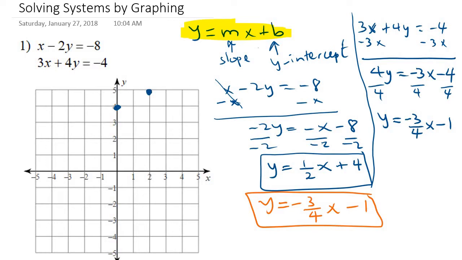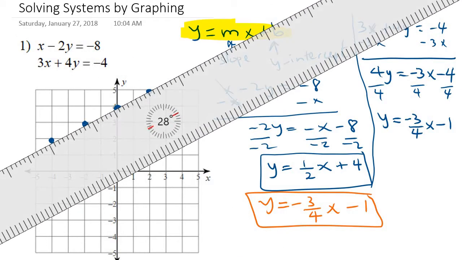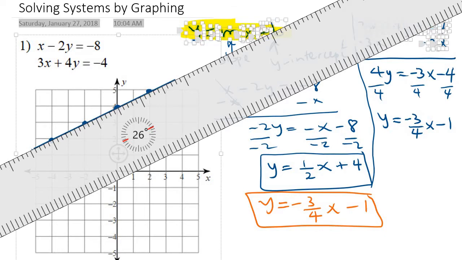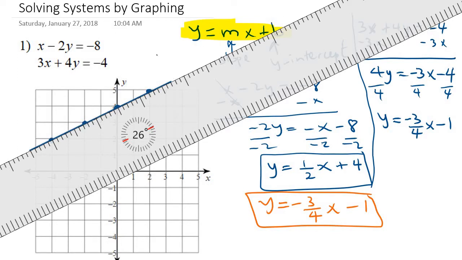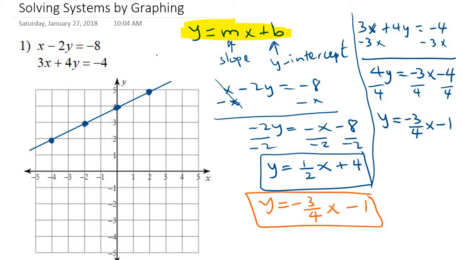We run out of graph space, so we're going to just go down 1 and 2 to the left. Now we're ready to graph this. So let's grab our ruler and graph this. Now, so we graph that. All right. Now let's graph the second one. Y equals -3/4 x minus 1. Let's graph it in red.